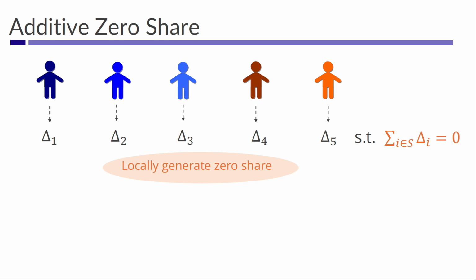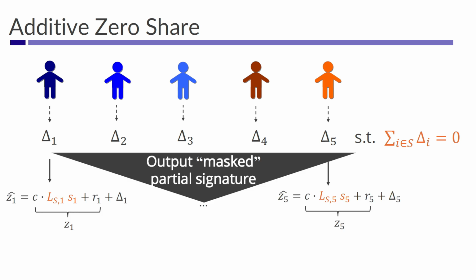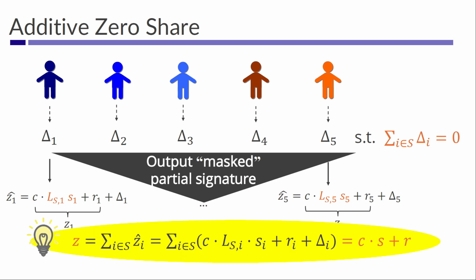So let me explain it in a bit more detail. I will explain it a bit later, but let's assume that we can locally generate these zero shares, delta 1 through delta 5 in this example. We add them up, it's going to be 0. So what we're going to output now is a masked partial signature. This new partial signature is going to be the original z1 plus this masked term. Correctness still holds, because when you add them all together, since this is an additive sharing of the value 0, it's just going to turn into 0, and we get the original signature back.